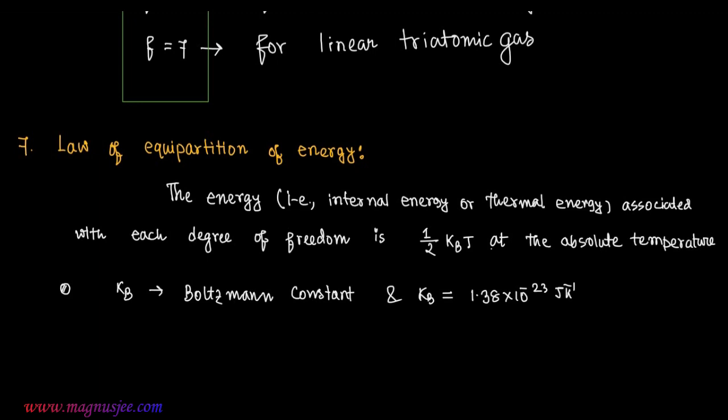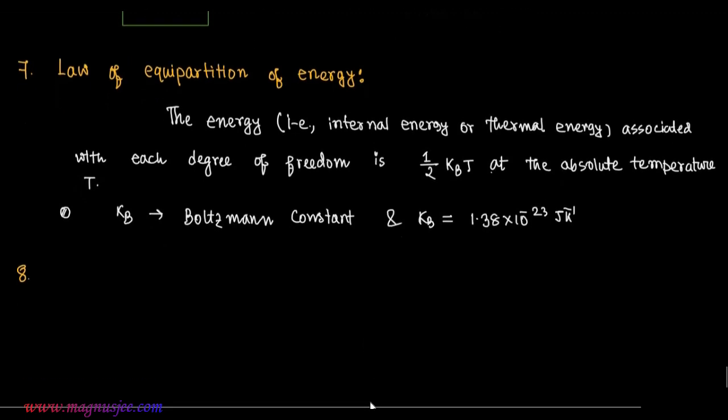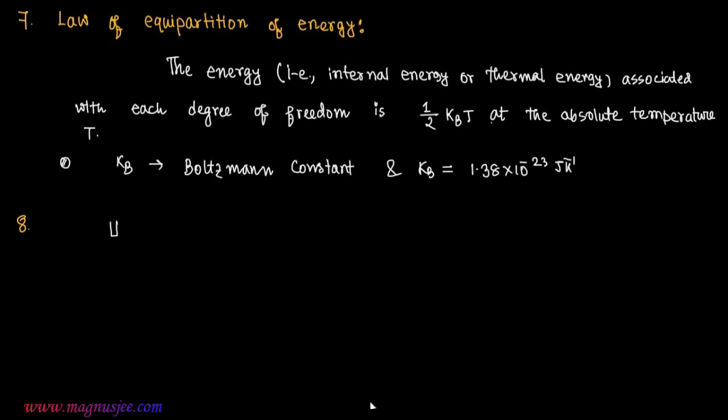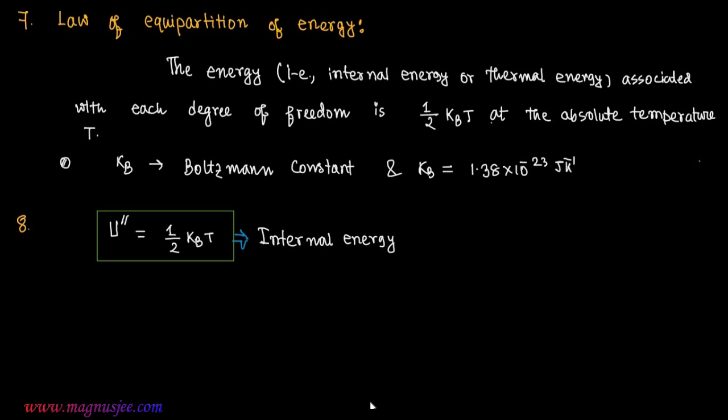The law of equipartition of energy states that the energy, that is internal energy or thermal energy, associated with each degree of freedom is half kT at absolute temperature T. Now we can consider the internal energy of a thermodynamical system in terms of degrees of freedom. U double prime is equal to half kT, which is the internal energy or thermal energy associated with each degree of freedom. We are considering the relation between internal energy and degrees of freedom.